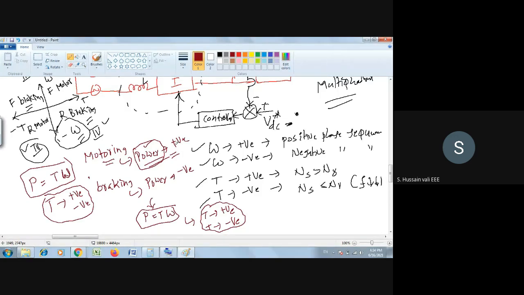Whatever T may be, negative or positive, we don't need to worry about the torque. We need to worry about the power only. So power is positive, motoring. Power is negative, it is braking. You understood now? Yes, sir. Okay.